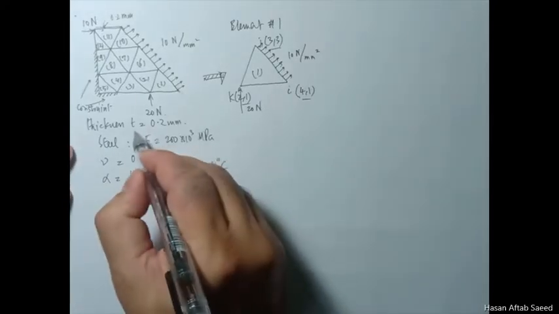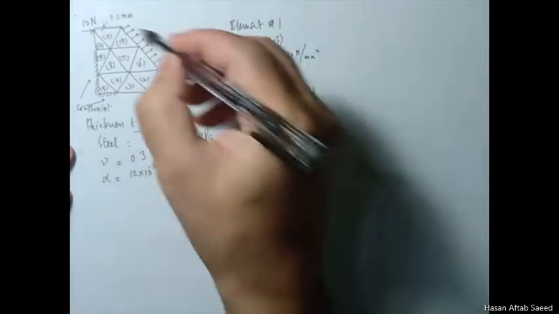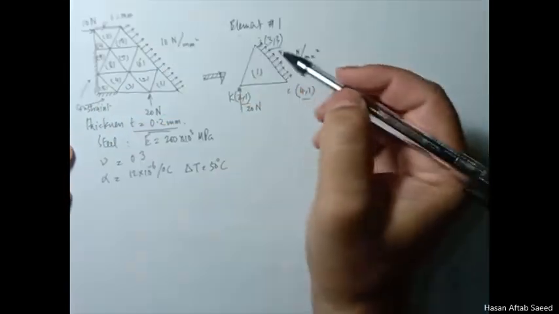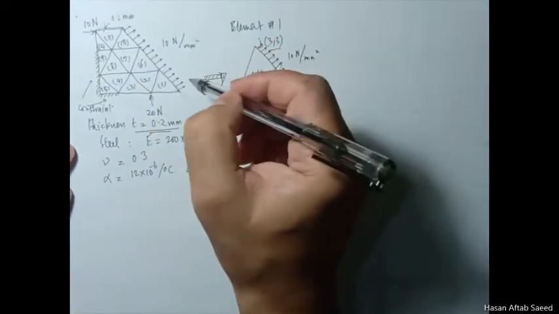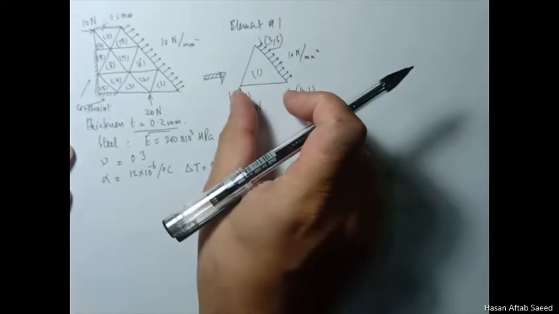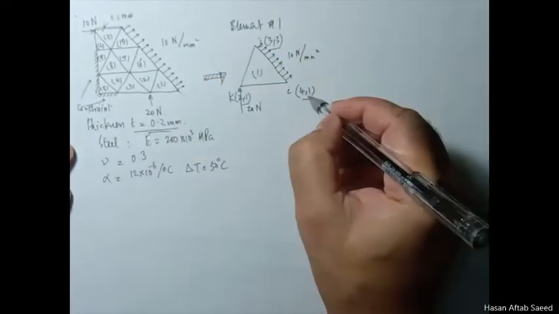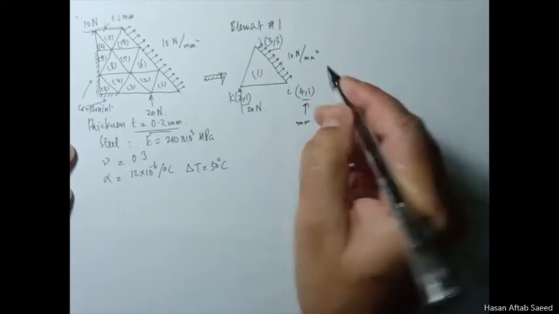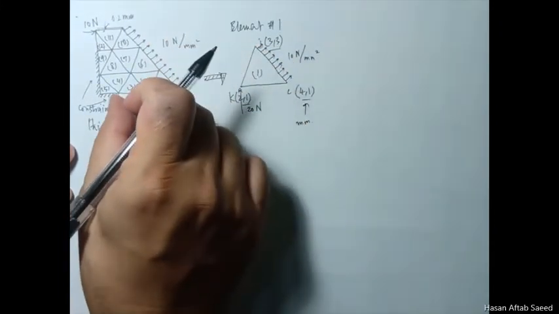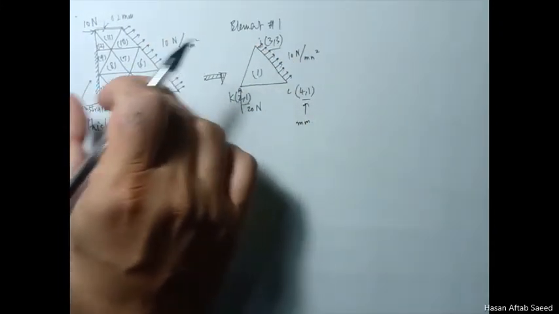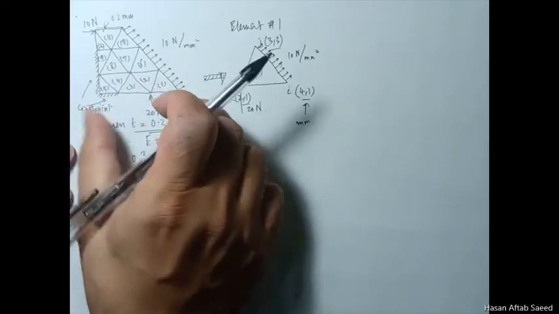It's obvious that the thickness is 0.2. It's a very thin plate, and there is no mention of any constraint on this face or the opposite face, so it's a free plate. And if you consider the in-plane dimensions, these are all in millimeters. This is 2 millimeters, this is also 2 millimeters. So 2 millimeters, 4 millimeters, at least 5 or 6 millimeters is here.